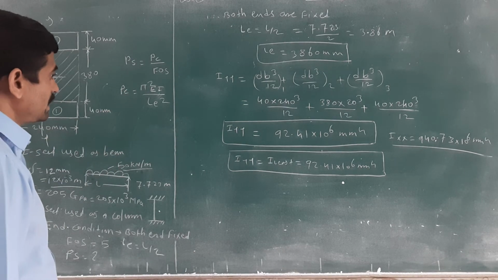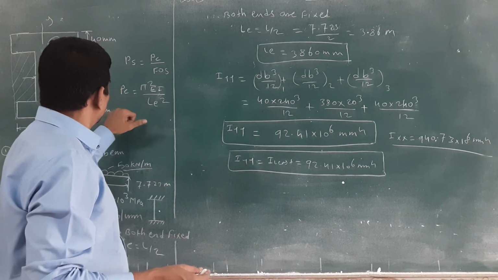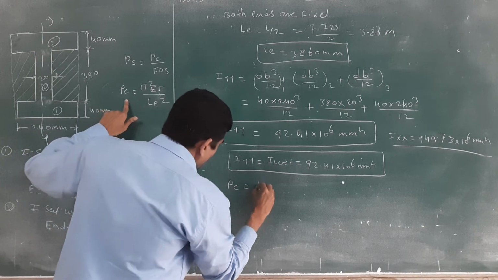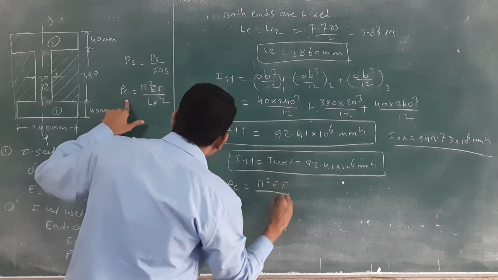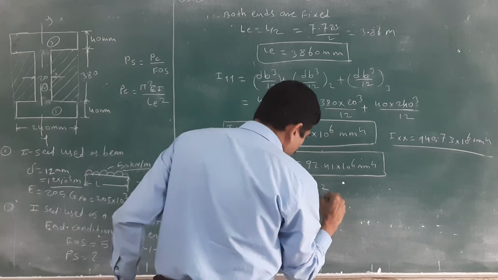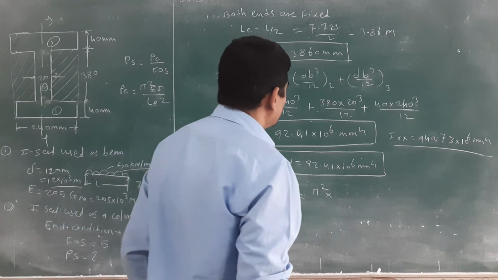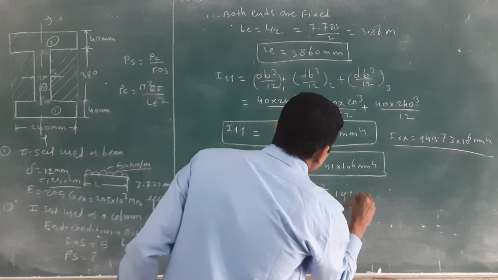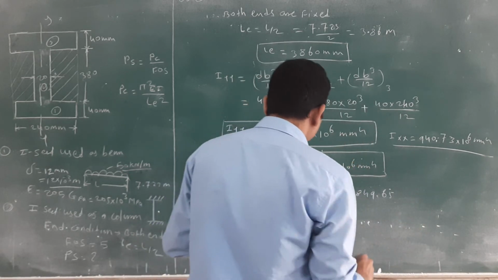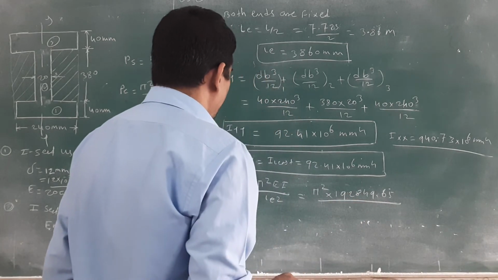Okay, then the next step is we want to calculate the crippling load. PC is equal to pi square EI divided by LE square. What is the pi square as it is? Then EI, we have calculated the EI value. What is the EI value? 192849.65 divided by this value we have calculated, in kilonewton meter square.